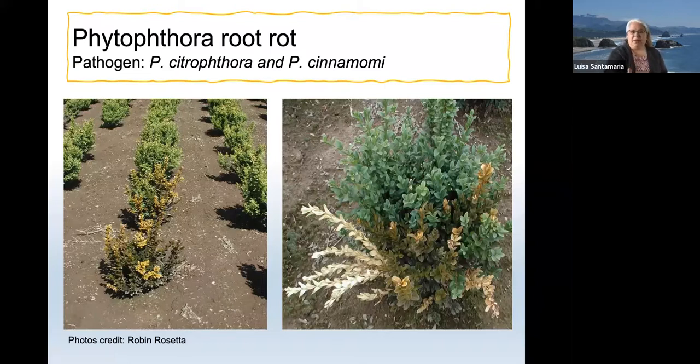The other characteristic is that the leaves don't fall, so they are persistent on the plant.